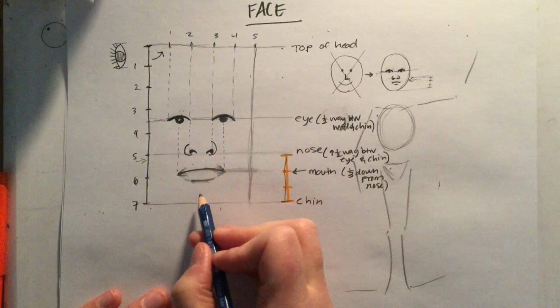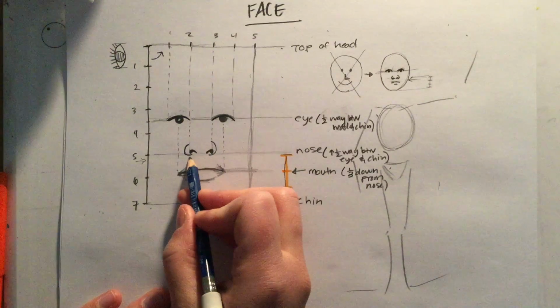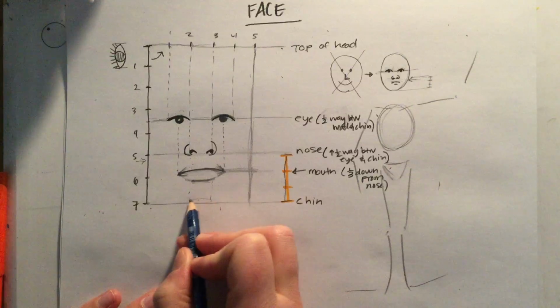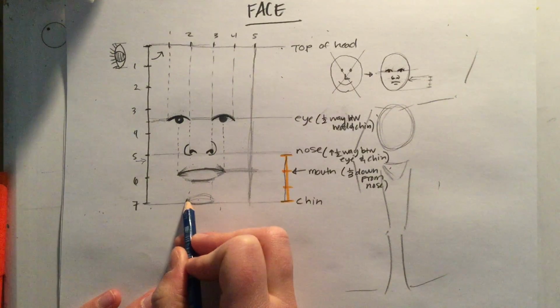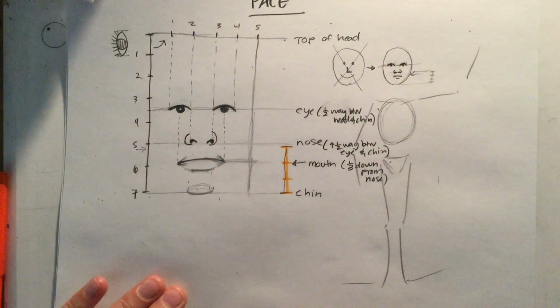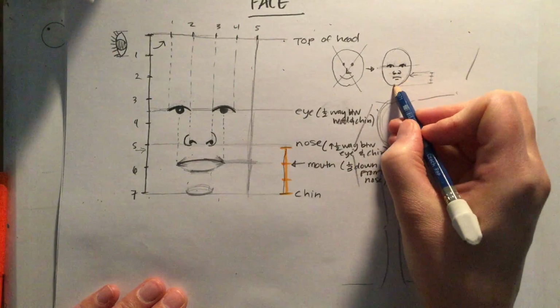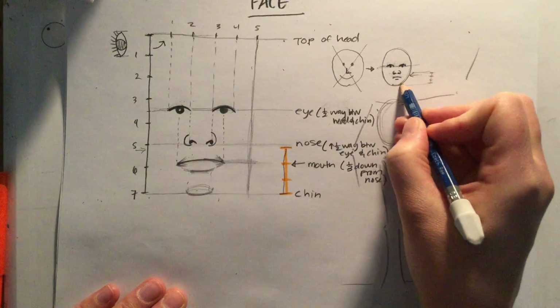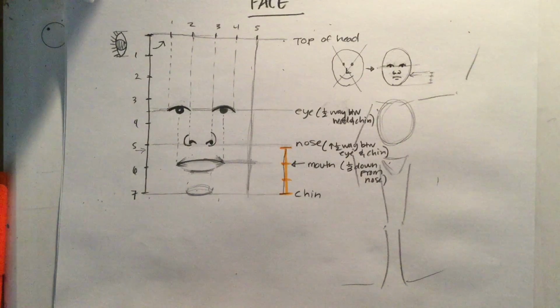Okay, below that we have a chin. Our chin is one eye wide, so it's the same width as the nose, and it's going to sit right in here. So kind of find that chin just a little bit so you know where your high points are going to be on the face.